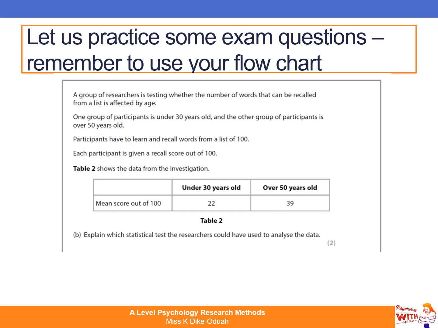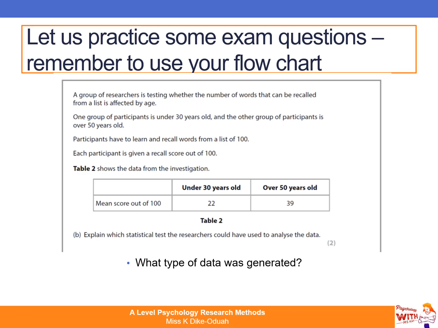So you've got the mean score out of 100, you've got the two groups here as well. And we can see just at face value that the over 50s are doing slightly better than the under 30-year-olds. The question is, explain which statistical test the researchers could have used to analyze the data. And I've got some prompt questions here for you. What type of data was generated?